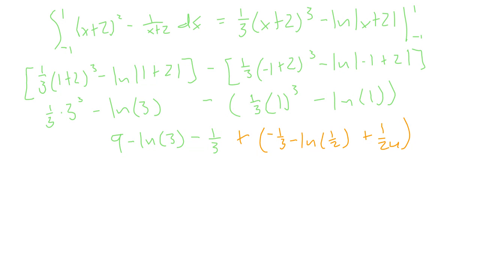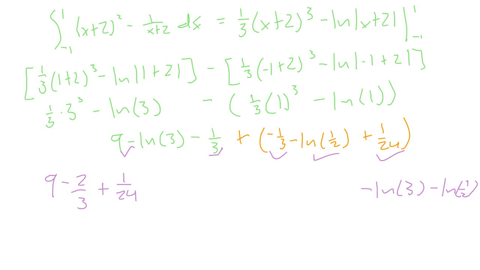So we can see we're going to go ahead and get our like terms. So we're going to get 9 minus, we have -1/3 minus 1/3, so minus 2/3 plus 1 over 24th. And then over here, we just have our two natural logs, so minus natural log of 3 minus natural log of 1/2. All right, so now it's just a matter of trying to go ahead and clean this piece up.